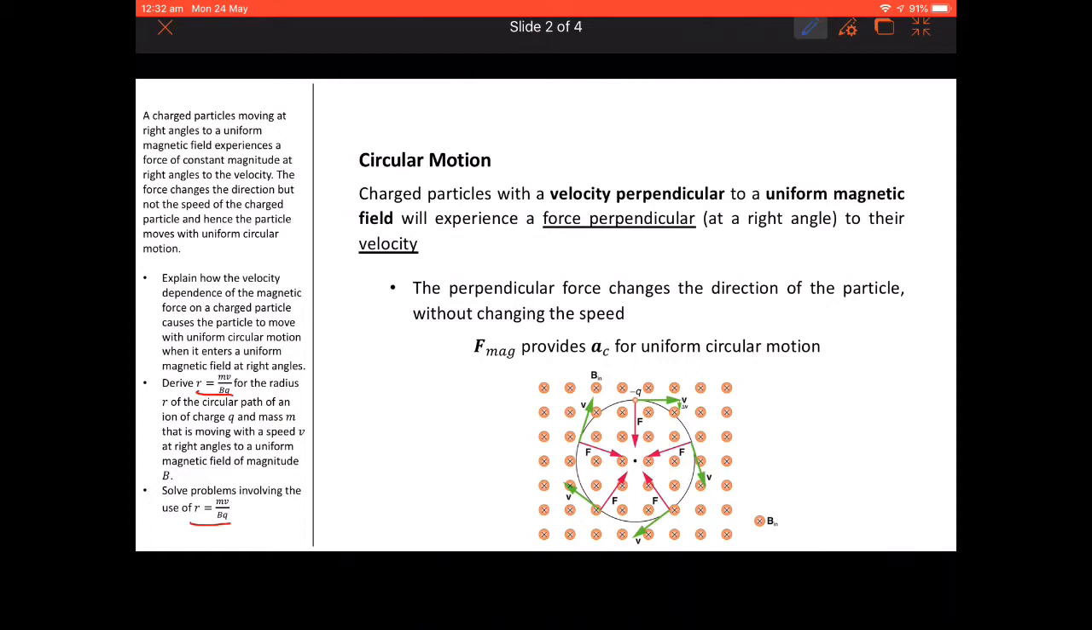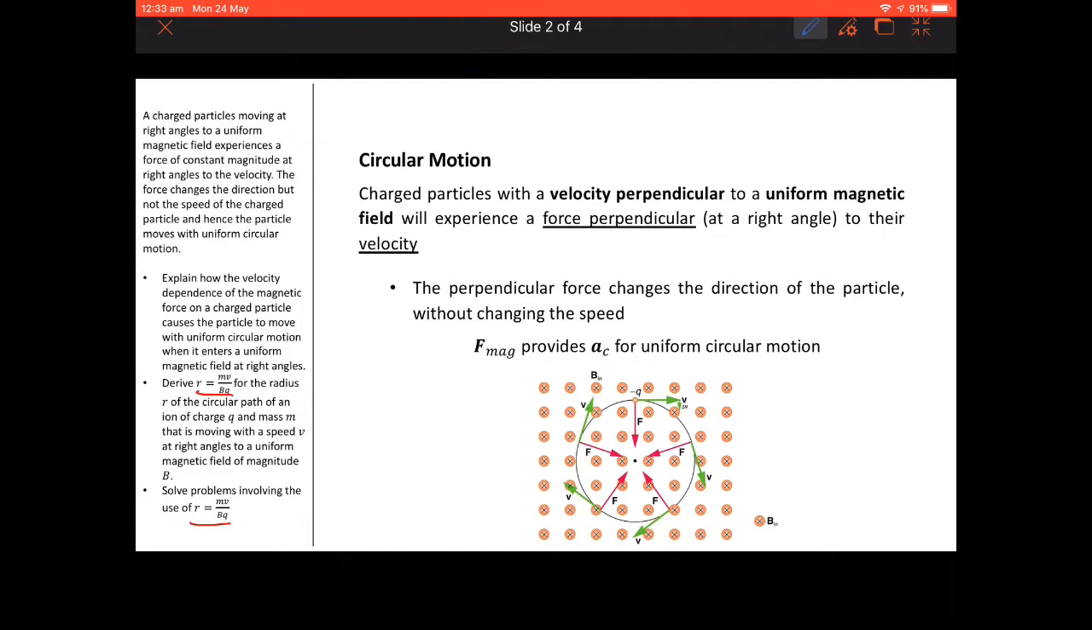So, as we have just touched on, charged particles with a velocity perpendicular to a uniform magnetic field will experience a force that is perpendicular to their velocity. So perpendicular means at a right angle. With this, my suggestion is to just verify it for yourself using the right hand palm rule.